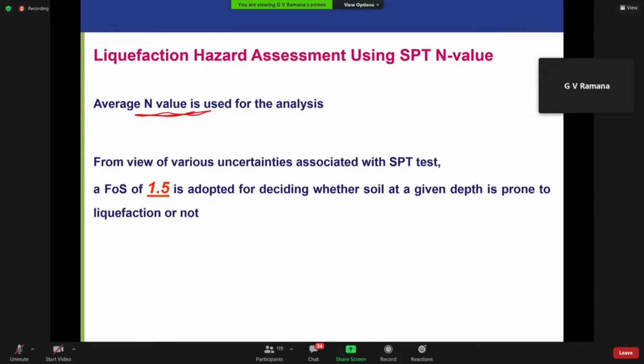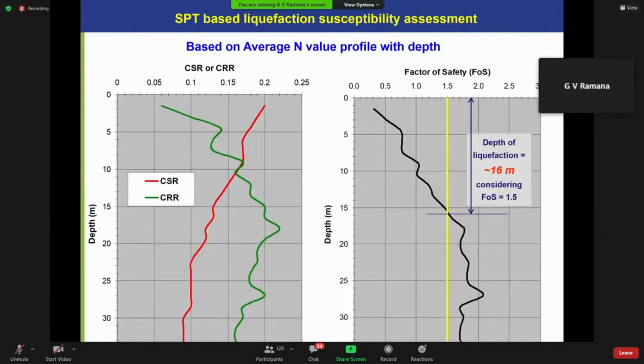We can debate about it, but what we did is we used a factor of safety of 1.5 to decide whether it is going to liquefy or not, using the simplified approach with the developed procedures and all the corrections. If we use a factor of safety of 1.5, the depth of liquefaction is coming around 16 meters.